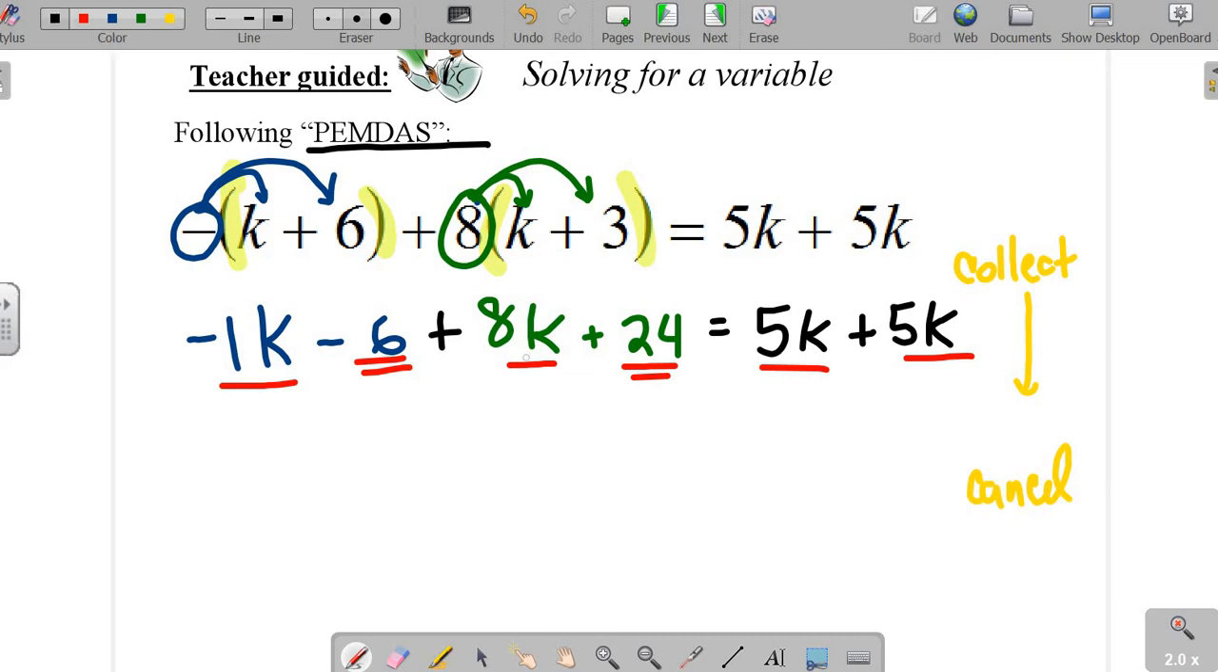Negative k plus 8k, that's 7k. Minus 6 plus 24, that's 18. Collect 10k. Now, you look, ask yourself, is there anything left to collect here? No. So now you can start canceling. You're going to take your variables to one side.